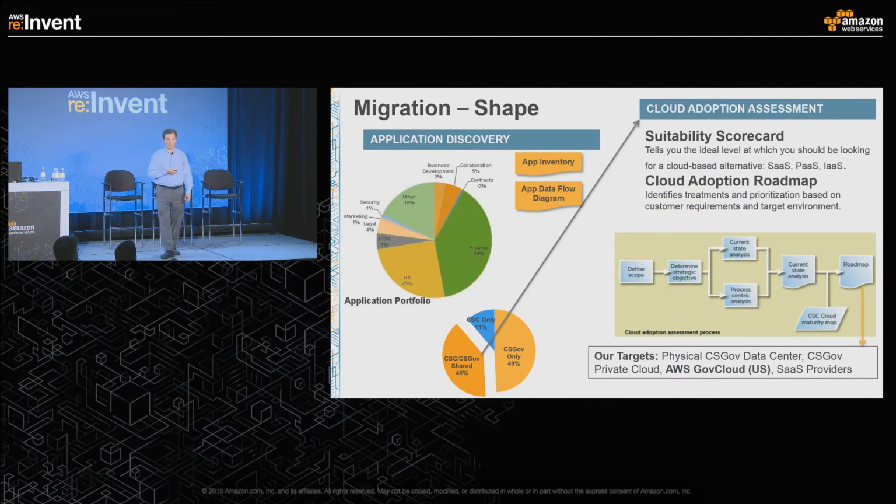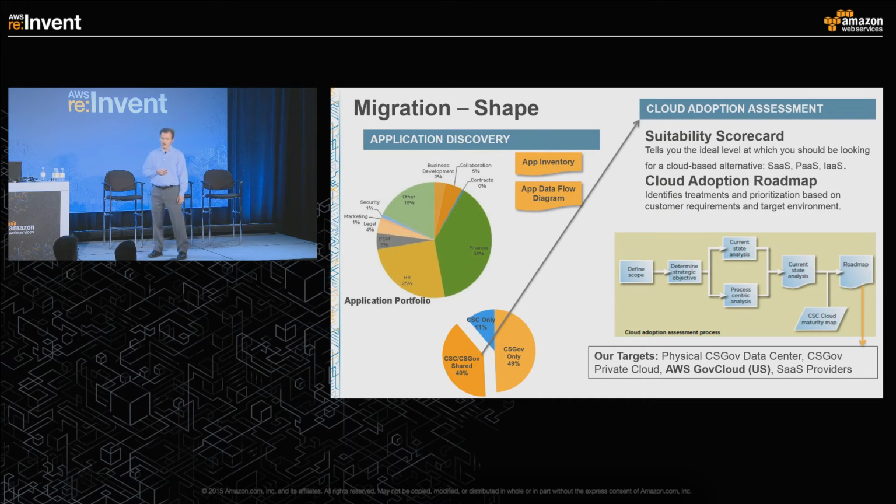So shape for the first step. First thing we need to do is our application discovery. And with anything, to start off right, you need to do a lot of planning and really understand what your environment looks like. As a part of that, we did a discovery of our application portfolio. You can see the breakout among the different groups of where those applications reside and who the key stakeholders were, as well as creating the app data flow diagram associated with those applications.